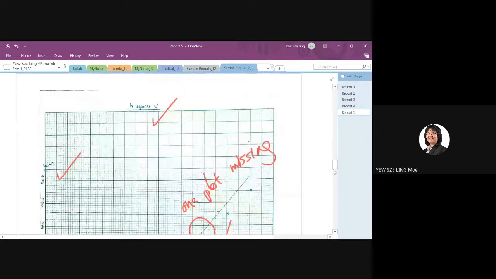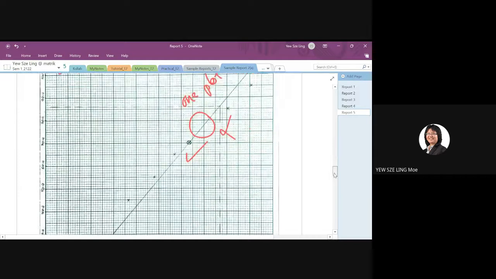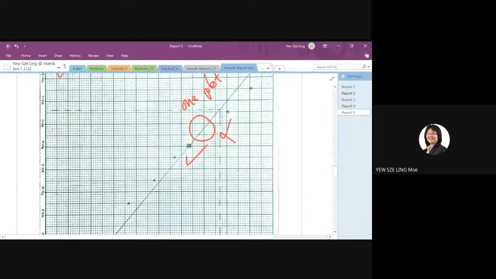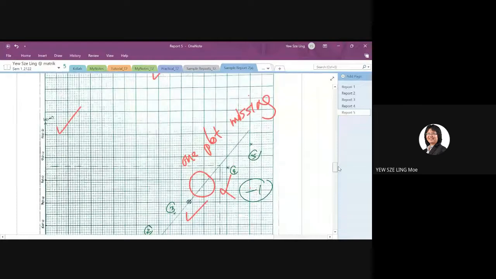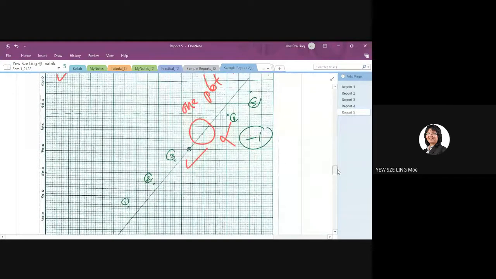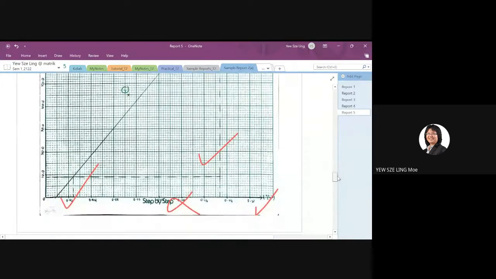Okay, no major issues in the calculations. Okay, now missing plot. You should have 6 plots. Now you have only 1, 2, 3, 4, 5. 1 plot missing, minus 1 mark. Okay, 1 plot missing, minus 1 mark. Okay, so no major issue.